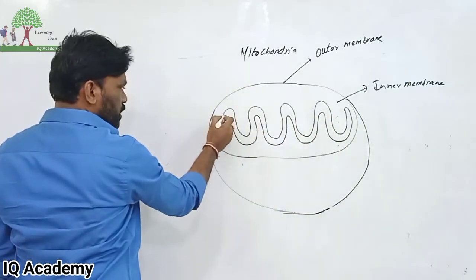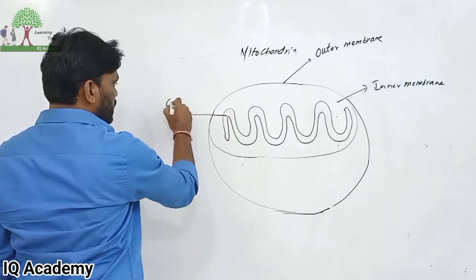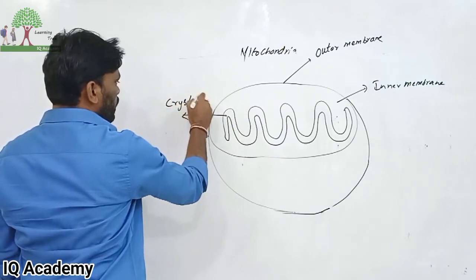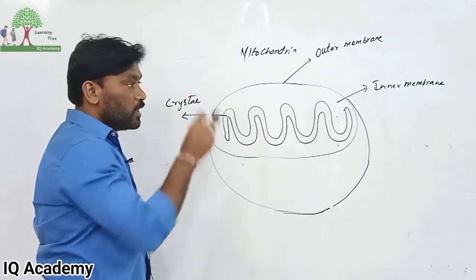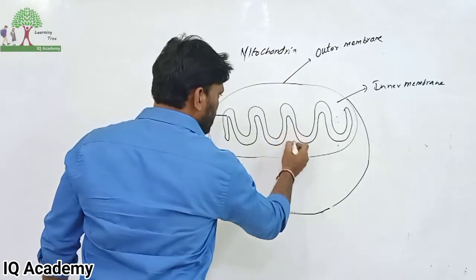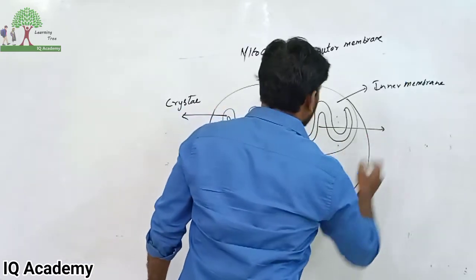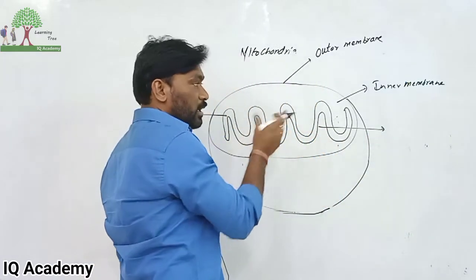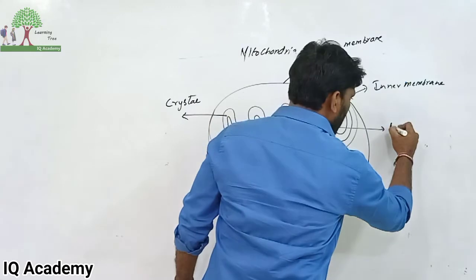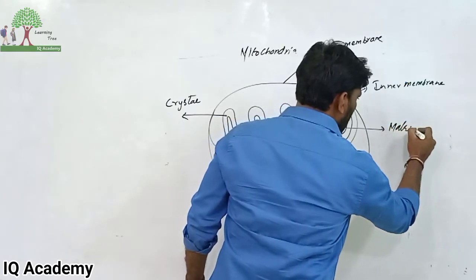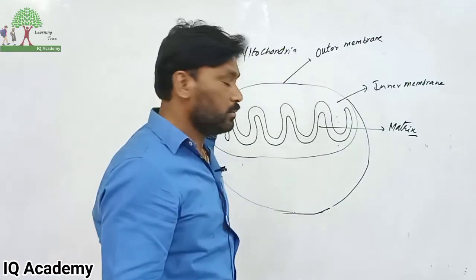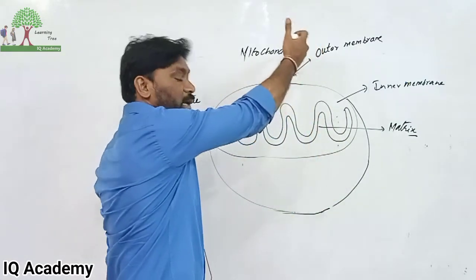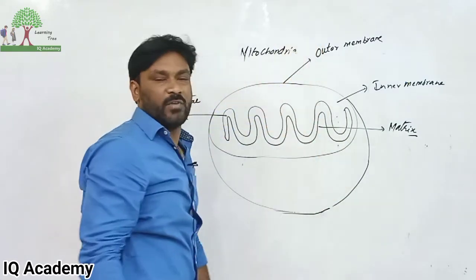These finger-like projections present in the inner membrane are called cristae, and the gap between these finger-like projections in the inner membrane is called the matrix. Now, how is energy stored? Energy is stored in the form of ATP.